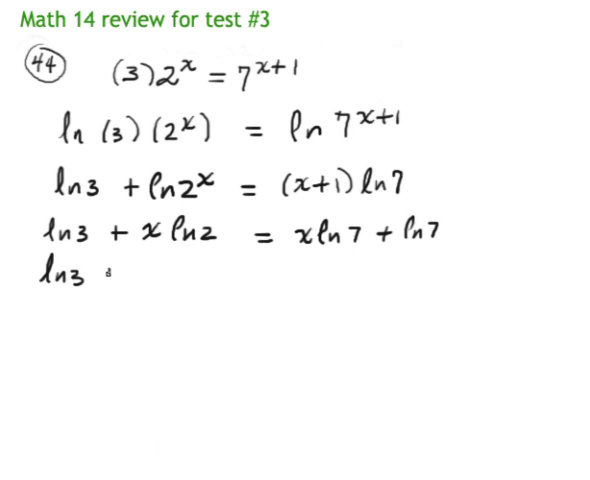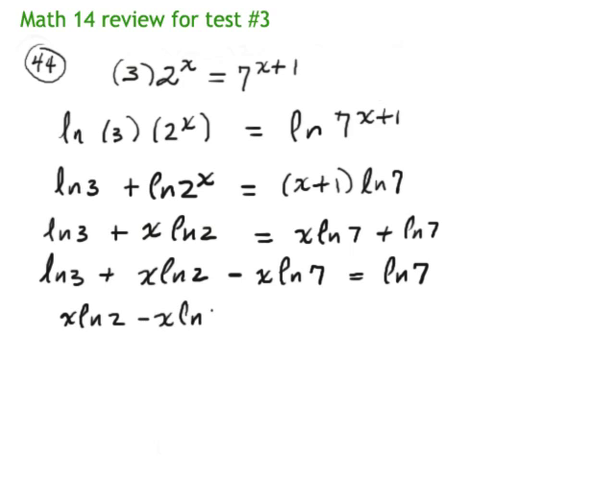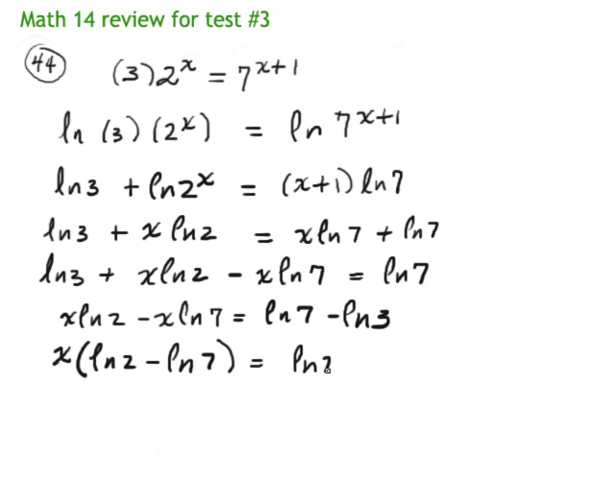So I'll have a ln 3 plus x ln 2. I want all the x's on one side. Okay, now let's get rid of this ln 3, just subtract it off. So I have ln 7 minus ln 3. Now I want one x term here. I want to combine these. I'll do that by factoring out the x. Ln 2 minus ln 7 over here. And finally divide by what's in parentheses, and basically we're done.